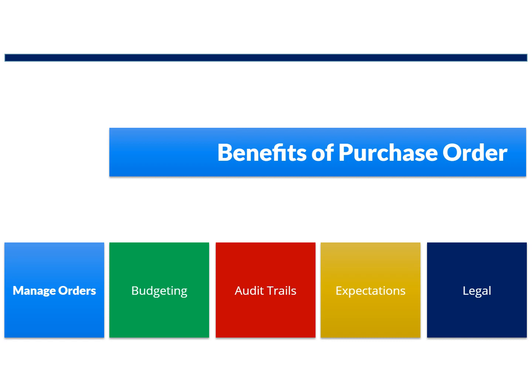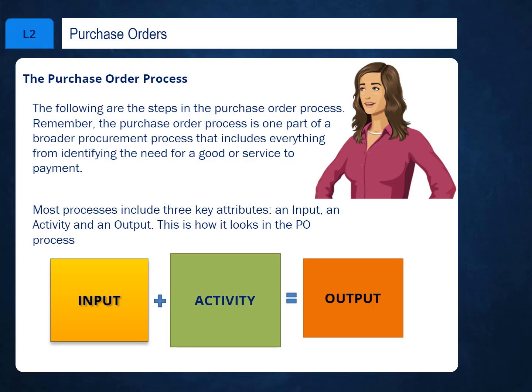The following are the steps in the purchase order process. Remember, the purchase order process is one part of a broader procurement process that includes everything from identifying the need for a good or service to payment. Most processes include three key attributes: an input, an activity and an output. This is how it looks in the PO process.